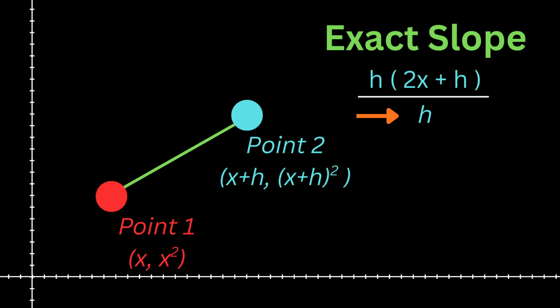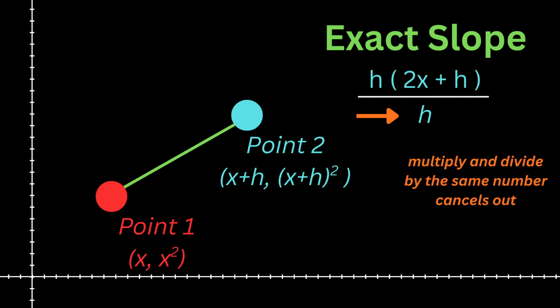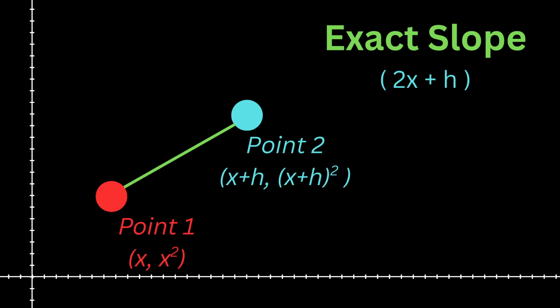Why would I do that? It's just the same value. If I multiply and divide something by the same number, it's like doing nothing. So let's cross them out. They don't exist anymore. Get out of here. Gone. Now I'm left with 2x plus h.